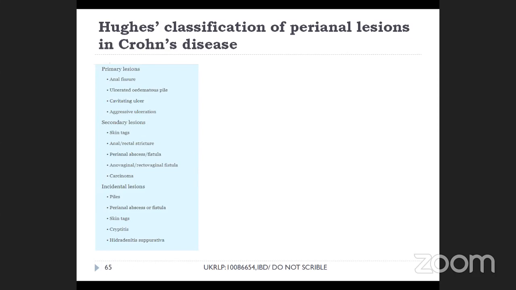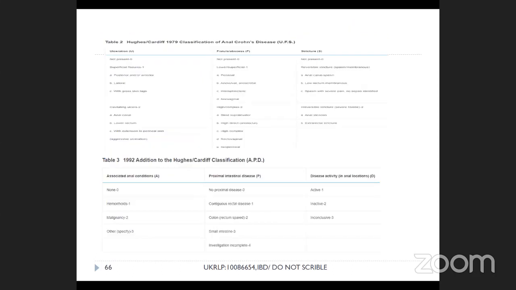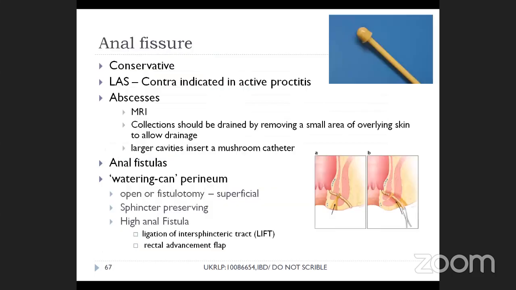So this is the classification which I found from the Hughes Cardiff classification. They have included plenty of criteria to classify the perianal disease of Crohn's disease. The treatment of anal fissure, as usual, is conservative. If the patient is not treated by medical or conservative management, go for a lateral anal sphincterotomy. And lateral anal sphincterotomy is contraindicated if the patient has active Crohn's proctitis or any active proctitis, which can cause more harm than the surgery.